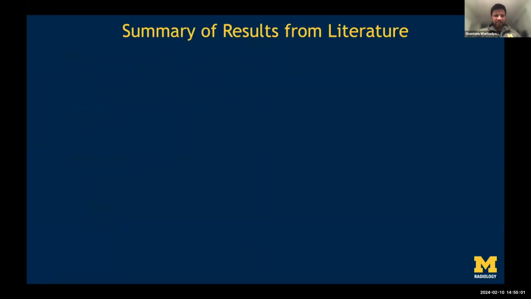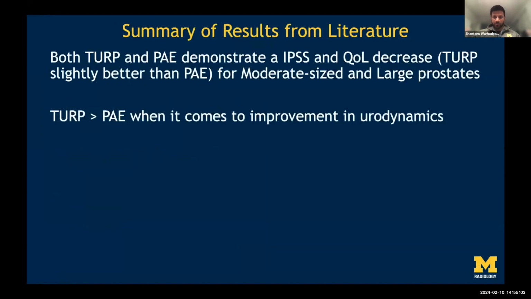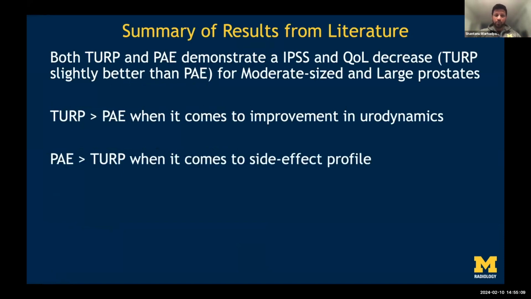And this is another study, and this is the critical takeaway, which is the summary, a TLDR of the literature so far in the last 5-6 years. Both TURP and PAE demonstrated an IPSS drop. The patients get better symptomatically. And the critical thing here is that it's for moderate and large prostates, not for small. Really, really important to remember. We do not have good data on small prostates.